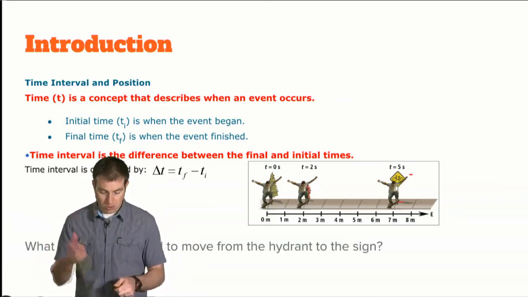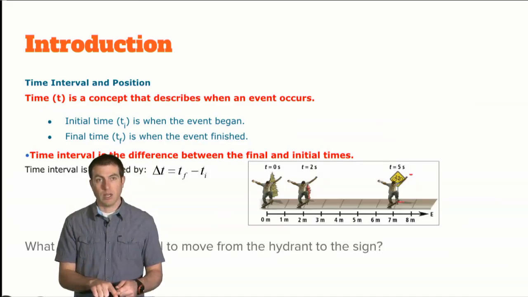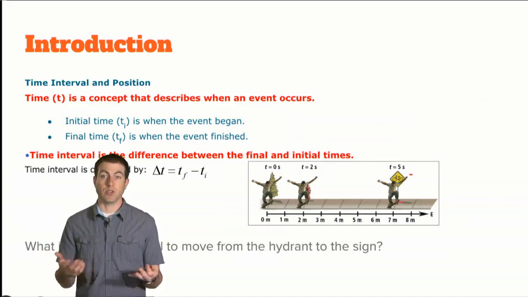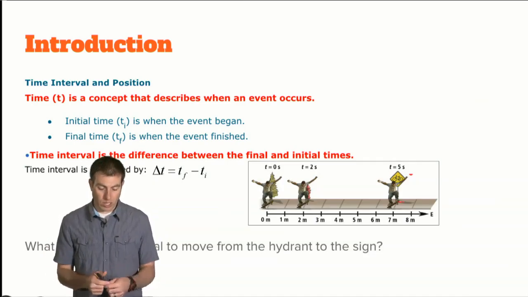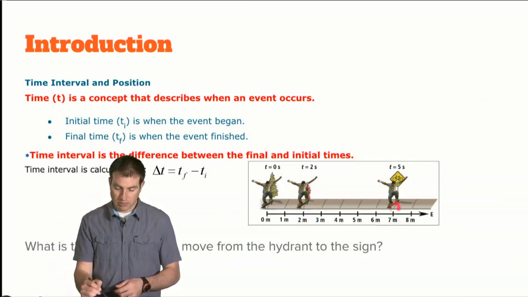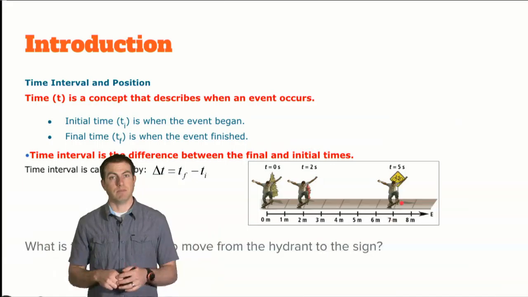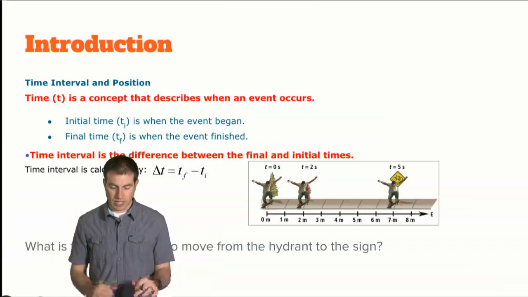So you could just go, okay, at the hydrant, that was 2 seconds. At the sign, that was 5 seconds. 5 minus 2 is 3. It took 3 seconds. It doesn't matter where he was. 2 meters here, 7 meters here. Has nothing to do with the time it took. So try not to confuse the values.